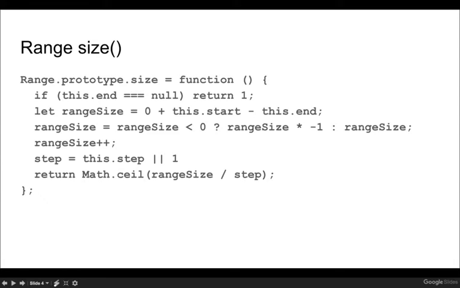So here's size. First we have an edge case. If there's no end given, just return 1. It's only going to have one value in it. Other than that, basically what we're doing is we're finding the difference between the start and the end and doing this ternary range size. That's basically a check for whether or not, because you can pass in negative numbers to this and we just got to do checks for that. So that's basically what it's doing. And then at the end, we basically just divide the range size by the step to find the size.